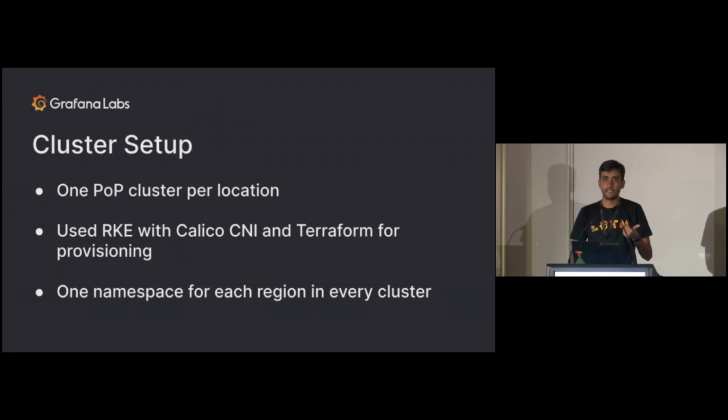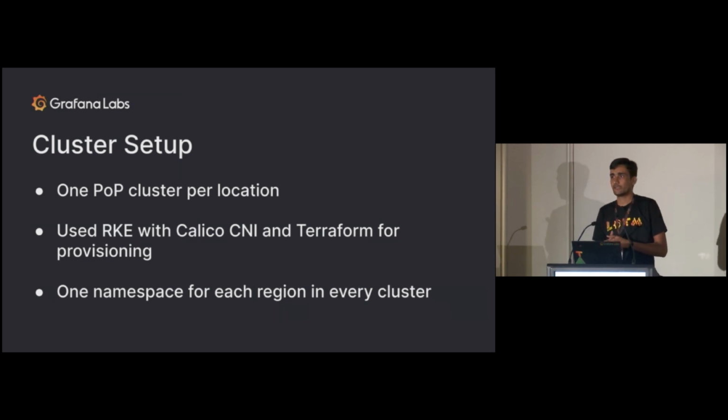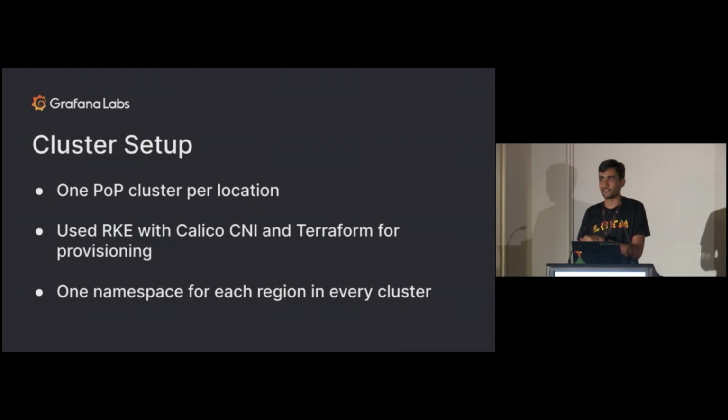We used RKE with Terraform. RKE is Rancher Kubernetes Engine. It's super simple and gives you a basic Kubernetes cluster without worrying about a lot of stuff. We want to thank the Rancher folks for open sourcing that. It's a really nice tool that we've been using. And we used the Calico CNI. I'll go over why we went with Calico later.